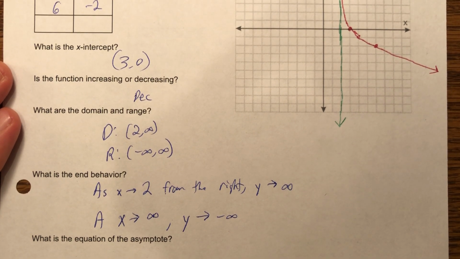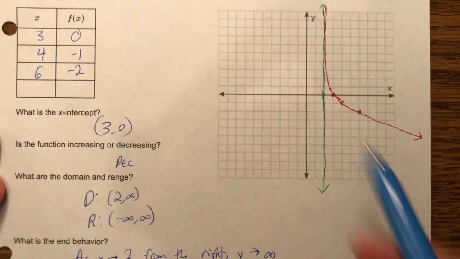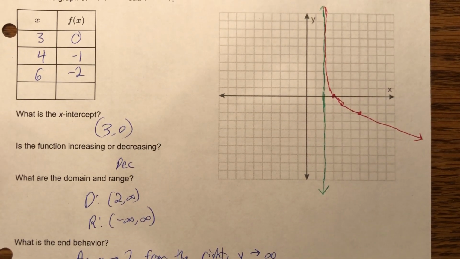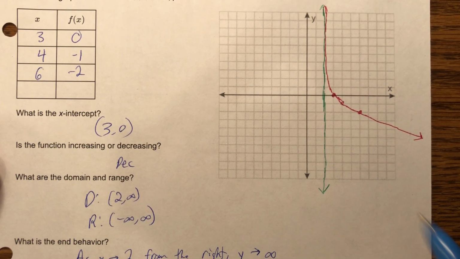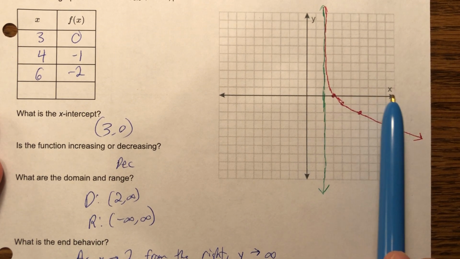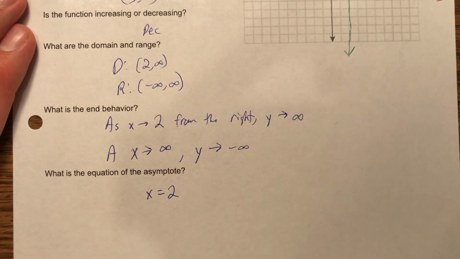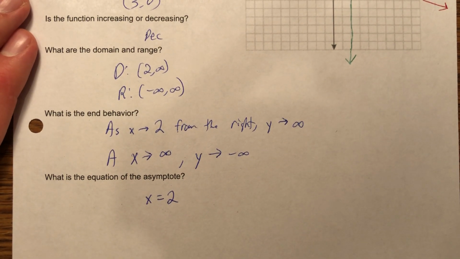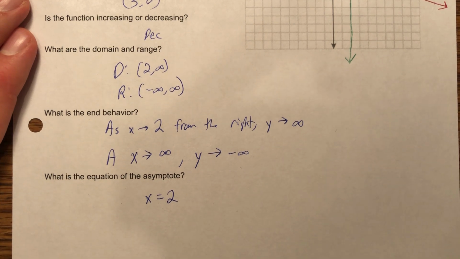What is the equation of the asymptote? Okay, you just saw it. Here it is. It's that green line, and you can see it on Desmos. That line is the vertical line where I cross the x-axis at 2. So it's x equals 2. There we go. Let's flip this paper over.